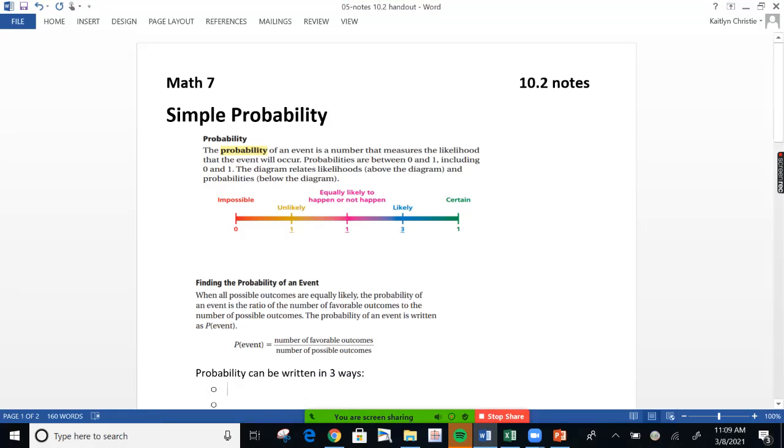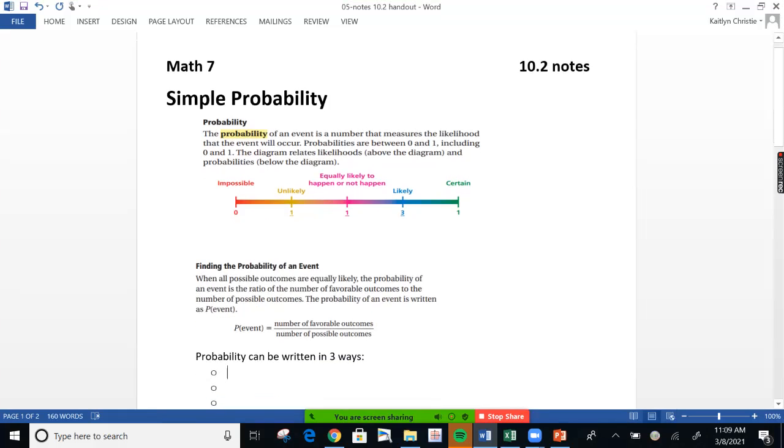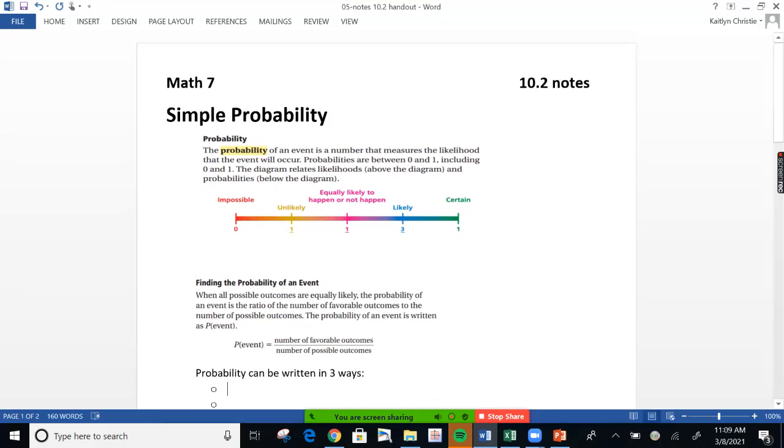Today we're going to be talking about simple probability. So this is going to be your 10.2 notes. I've got a note sheet handout for you. So if you've got a printer at home, great, print it out. It'll make your life a little bit easier. If not, just copy it on paper.